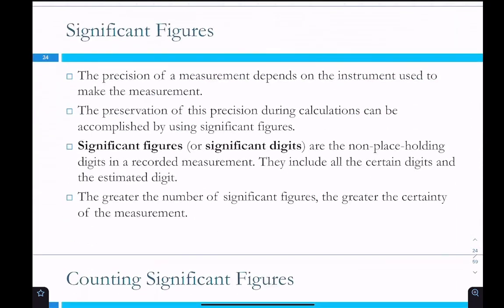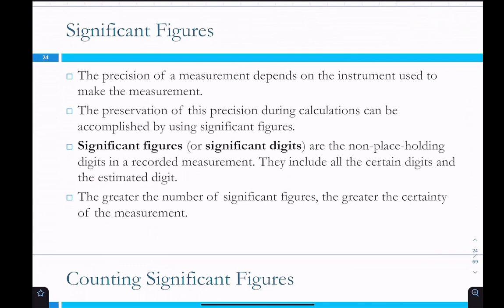Cool. All right, sig figs. This is one of the banes of, I guess, just chemistry in general. A lot of pain points over sig figs. So the precision of the measurement depends on the instrument used to make the measurement. That's all good, right? If it's a digital scale, read off everything that it says. If it's like a ruler, read 1 past the smallest division.